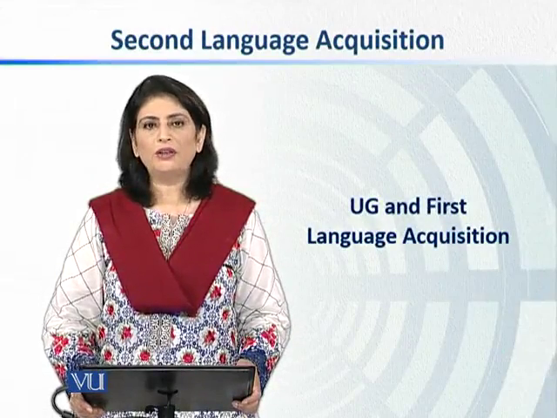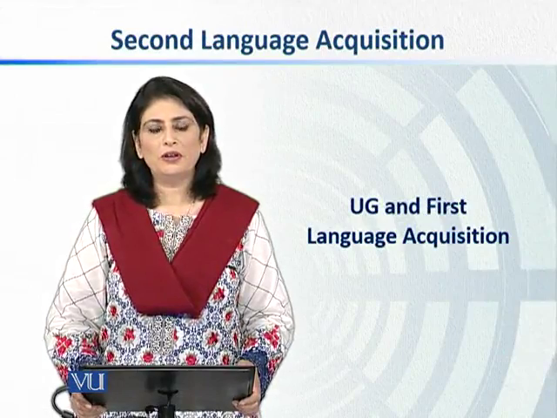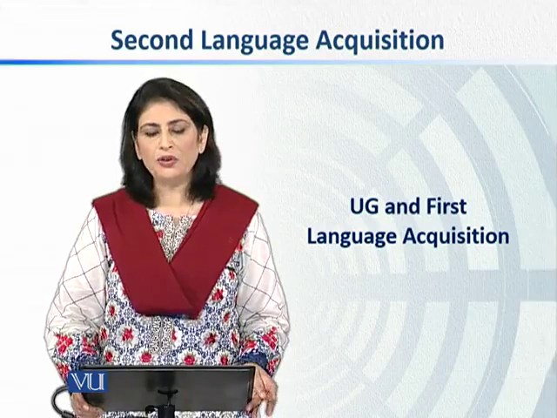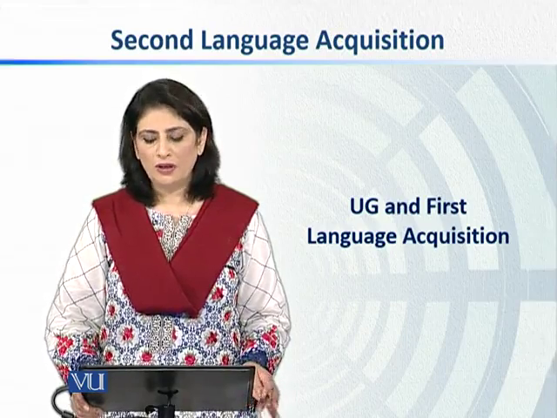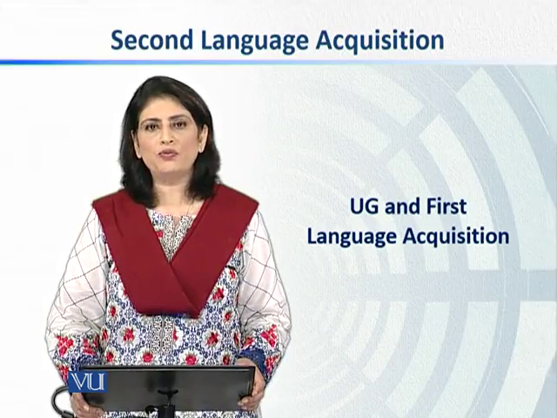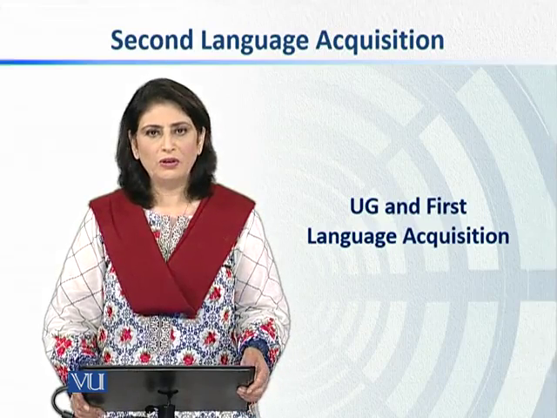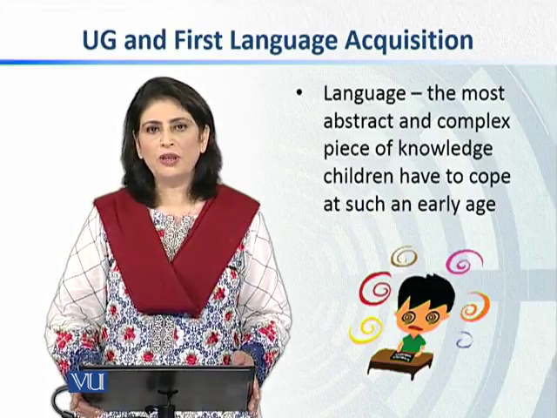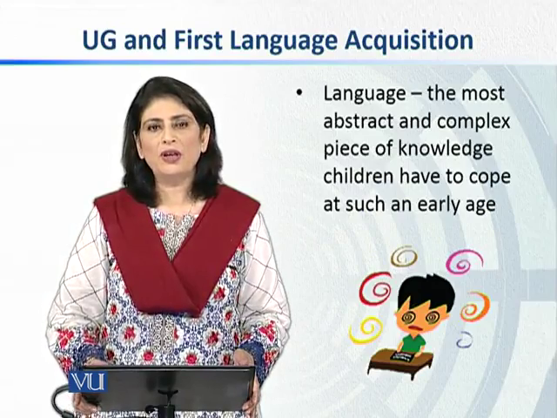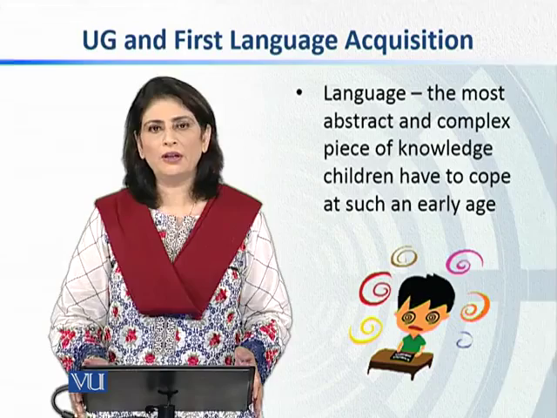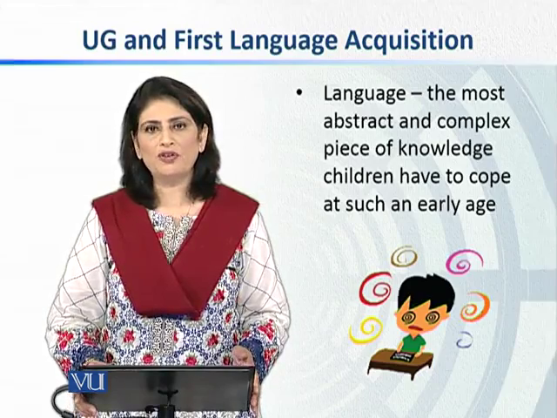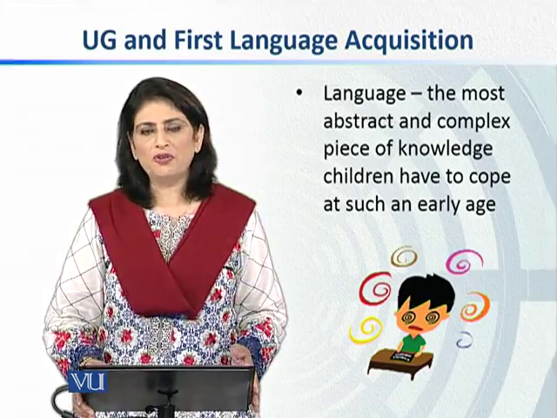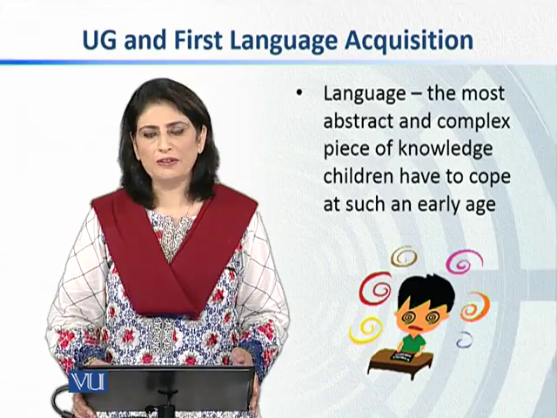Universal grammar and the first language acquisition. Now, let's try to understand the arguments put forth by the universal grammar researchers in its favor related to first language acquisition. So, the universal grammar researchers have argued that the young age at which learners acquire their first language is quite surprising, because language is not only very abstract, it is also so complex.